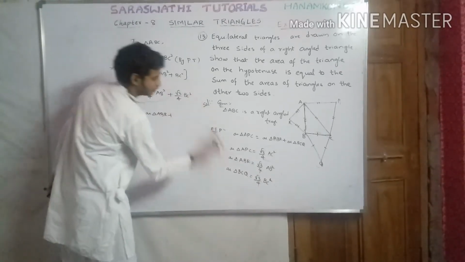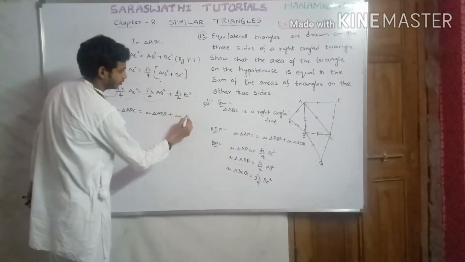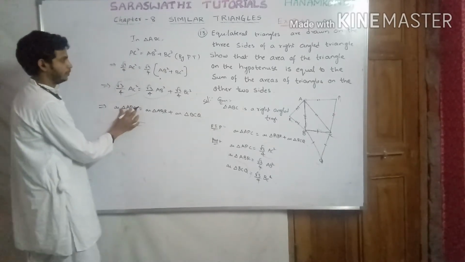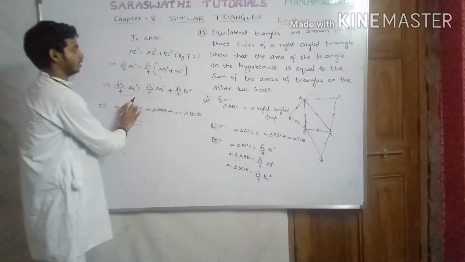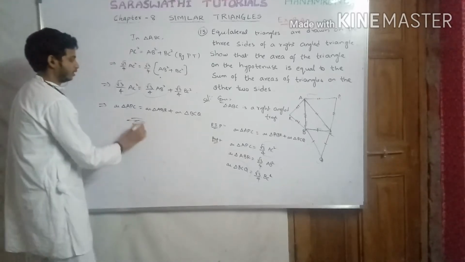Again, root 3 by 4 BC square can be written as area of triangle BCQ. So this is the area of triangle APC. So the triangle formed on the hypotenuse: area of triangle formed on the hypotenuse equals the sum of areas of triangles formed on the other two sides. So hence proved.